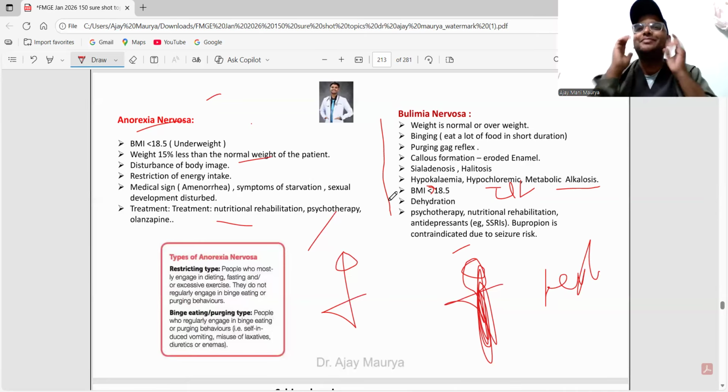Got it. Please remember, it's very simple. For this one, guys, we have to do psychotherapy. No need for nutrition here, but you have to give an antidepressant, for example, fluoxetine.